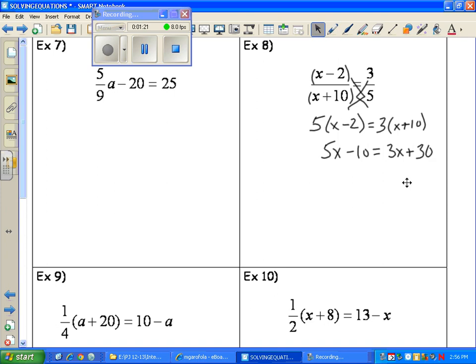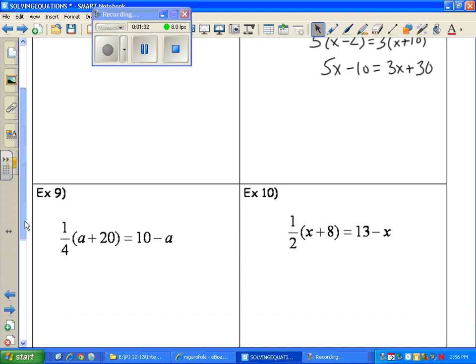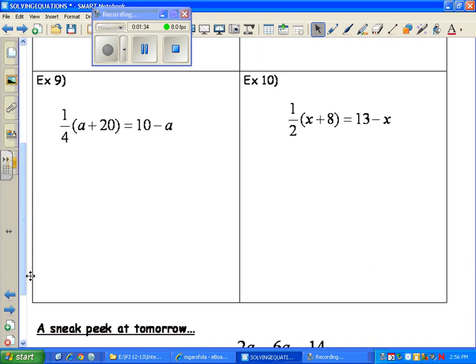Now this becomes a pretty simple problem. This is just an equation with variables on both sides, and you learned how to do this in 7th grade. So I'm going to leave you at that step for this problem, and you should be okay. Let's look at example 10.